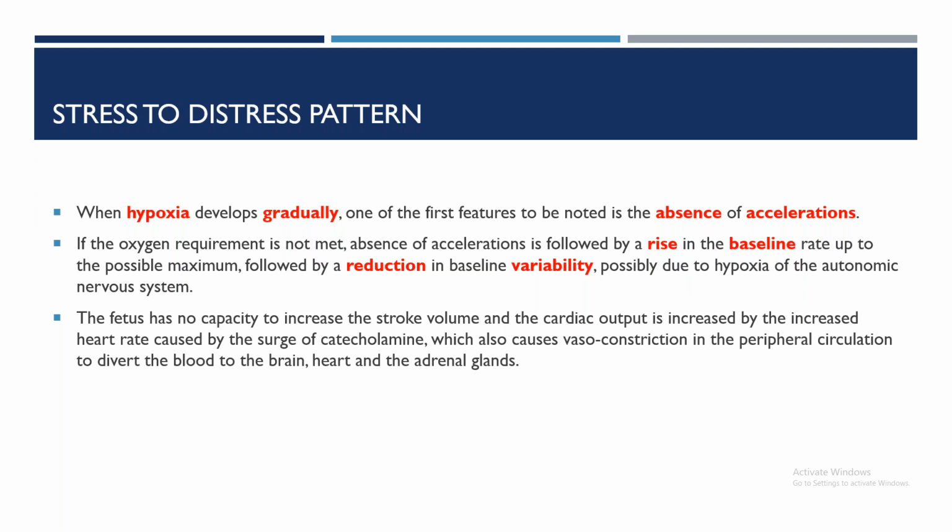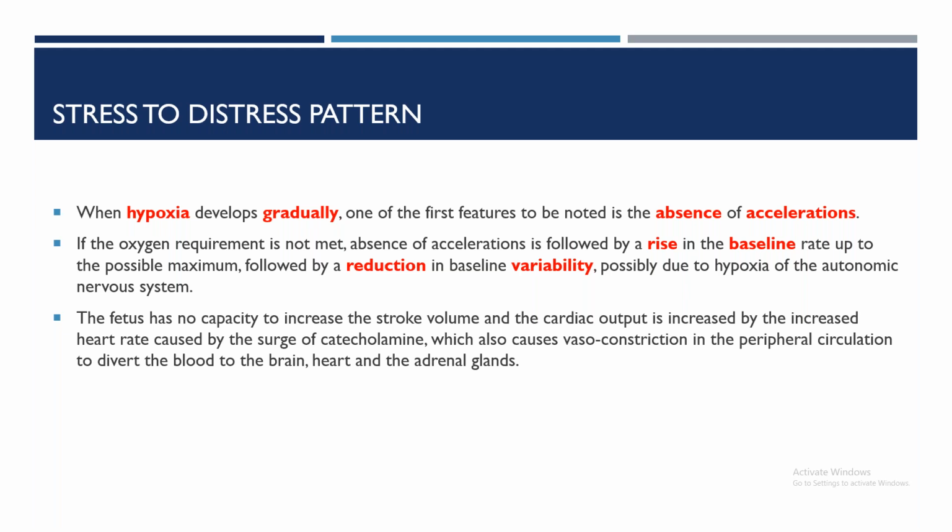Then it will gradually start increasing in the baseline heart rate, and then followed by reduction in variability. Why it occurs is because of hypoxia of the autonomic nervous system. The fetus has no capacity to increase the stroke volume, so the cardiac output is increased by increased heart rate. Because of autonomic changes, there will be increased catecholamines, increased heart rate, and it will increase the baseline.